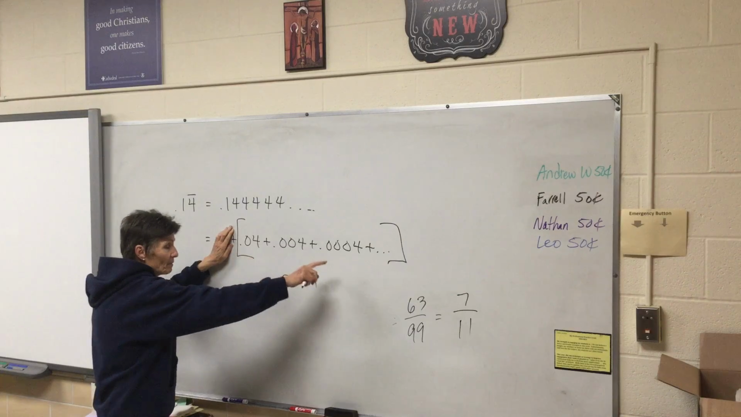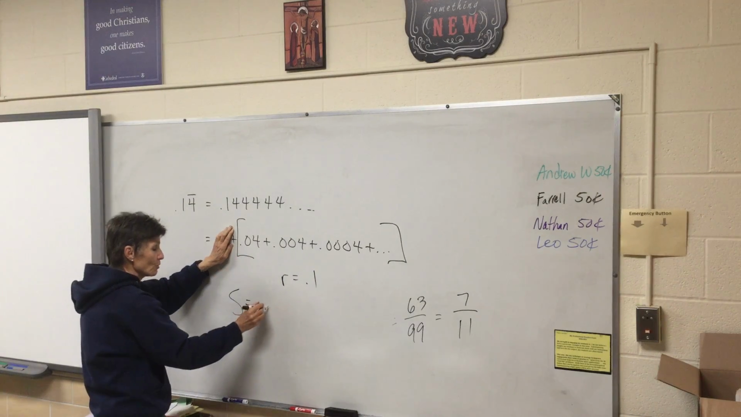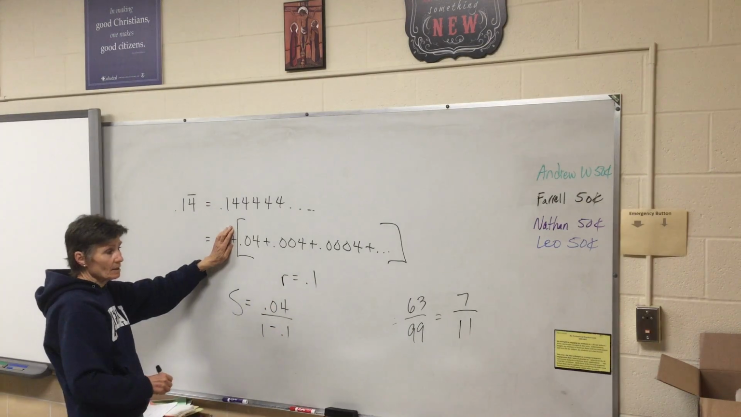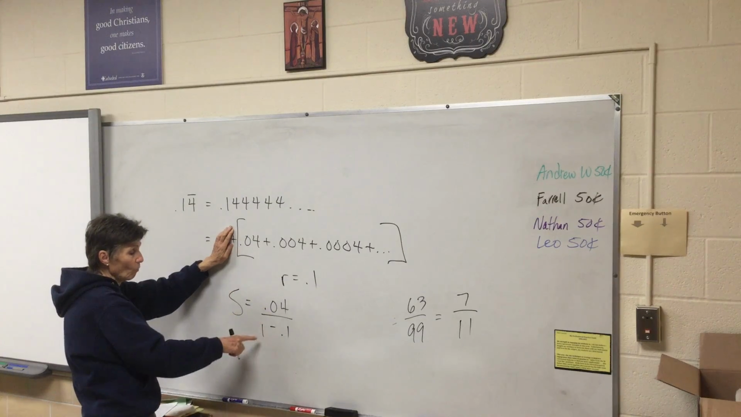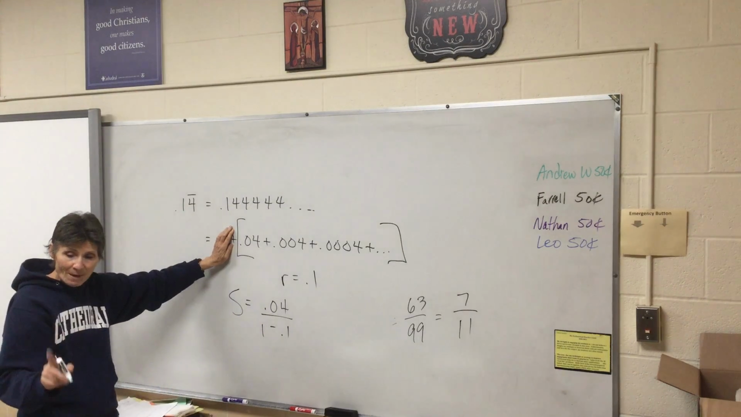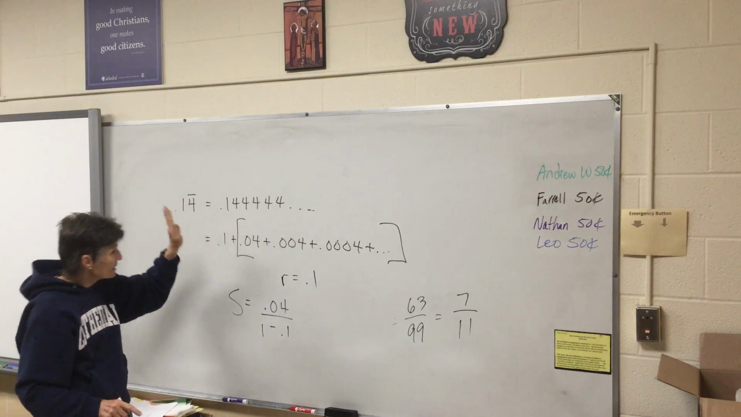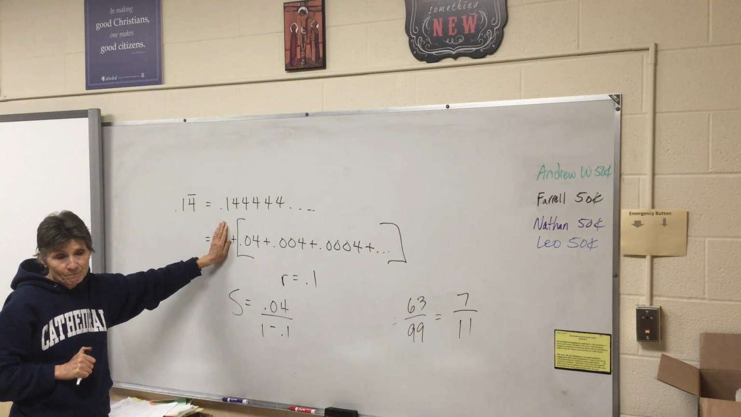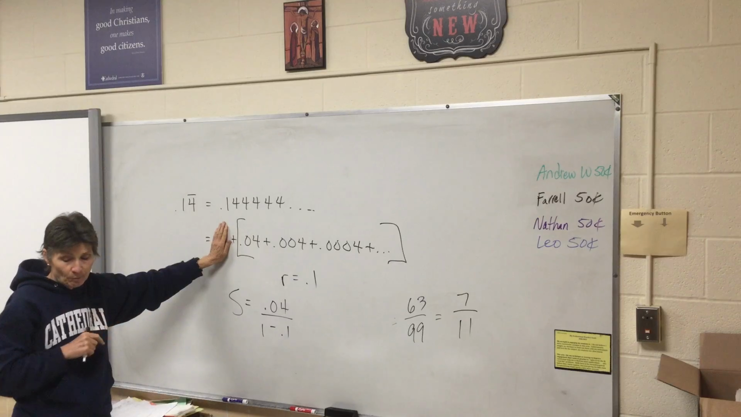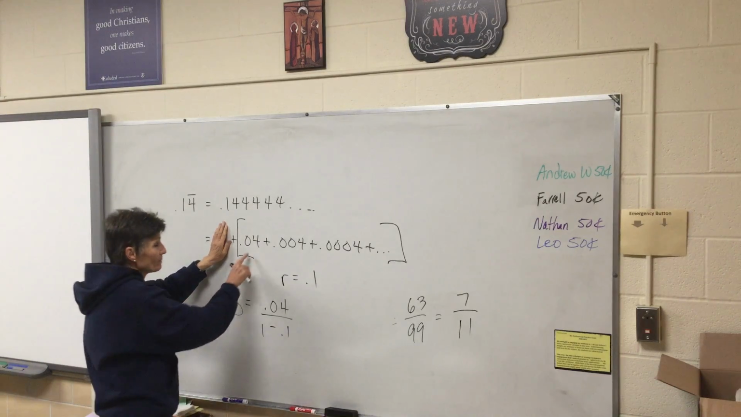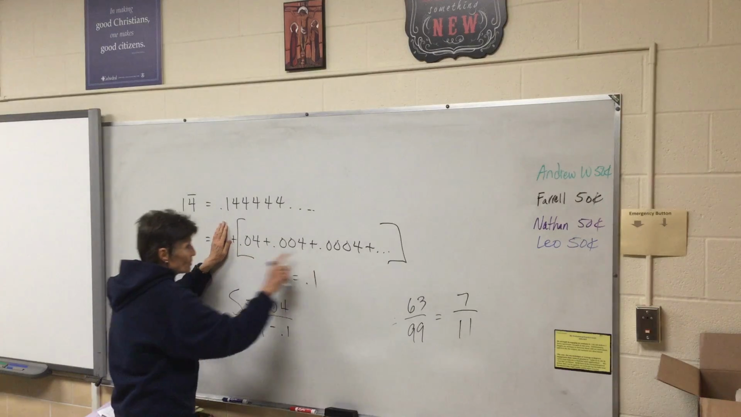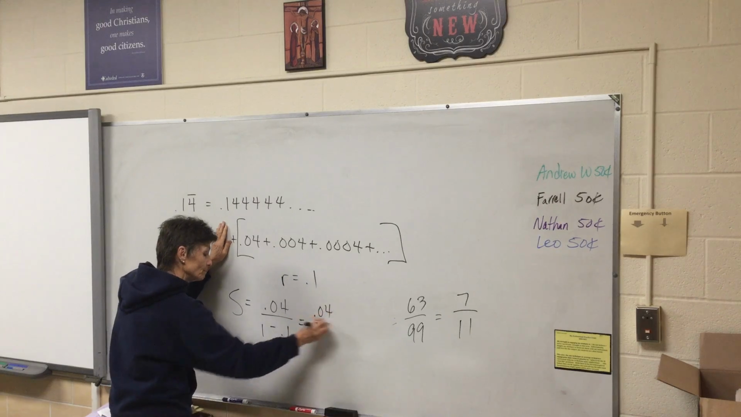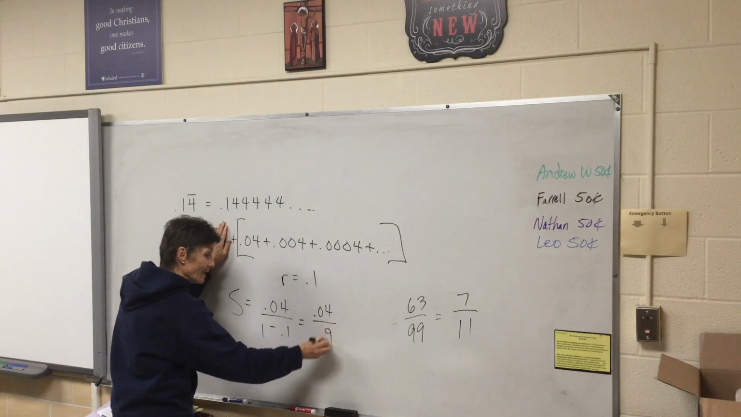So I'm going to add up my bracket. My first term is 0.04, and my ratio is 0.1. So my formula says 0.04 over 1 minus 0.1. Remember, this guy right here is not part of the pattern. He's just a random extra number thrown in. So he's going to be handled separately. Right now, I'm doing my repeating decimals, which are the 4s. So 0.04 over 1 minus 0.1. All right, so that's 0.04 over 0.9.